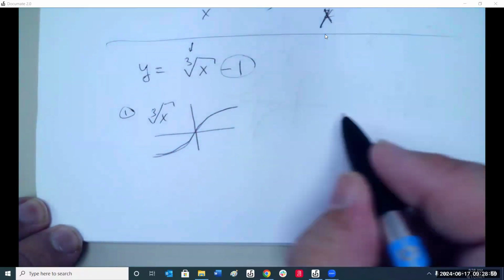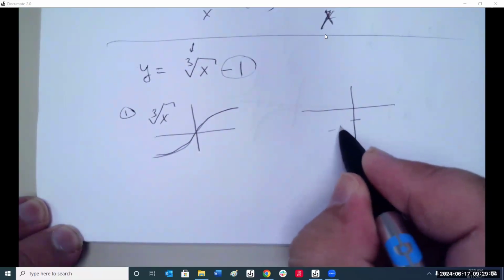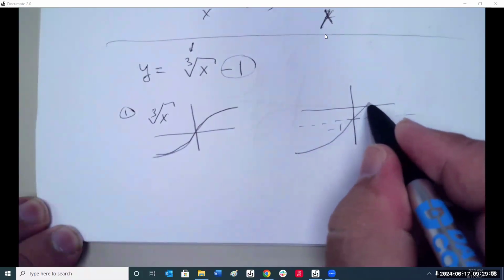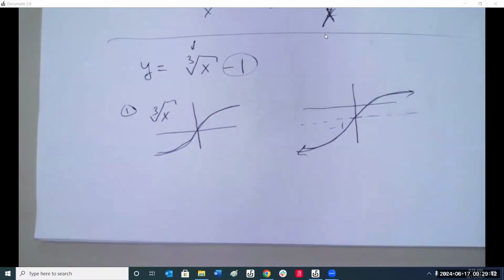Now it means just take the whole equation and sink it down one. So there's my new origin. So the same graph looks like this. All I did was shift it down one.